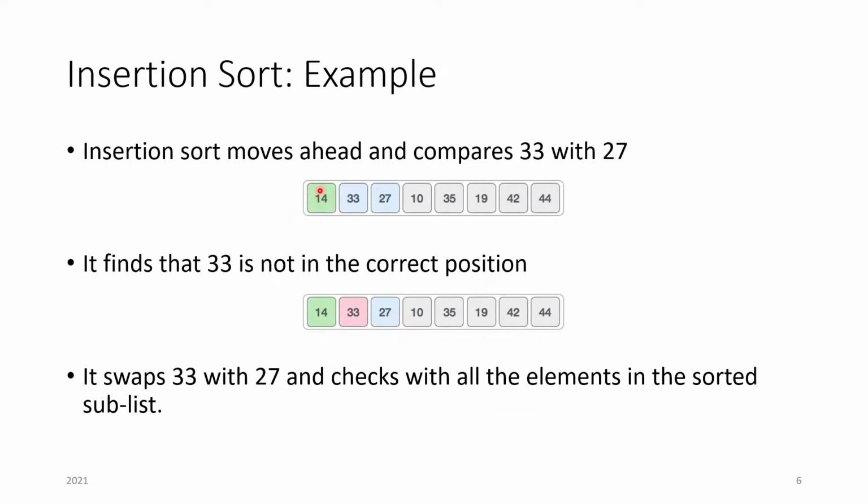So in this case, 14 was less than 33, so 14 remains in the sublist. It then moves on to the next two values. So it compares 33 to 27, and it sees that 33 is more than 27. So it swaps these two values, so that 27 will be on the left-hand side, and 33 will be on the right-hand side.